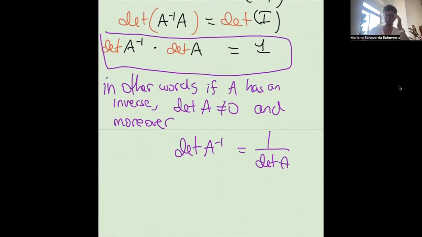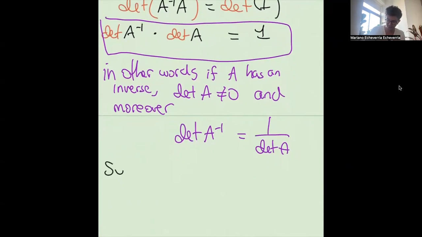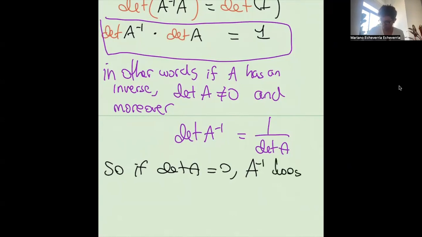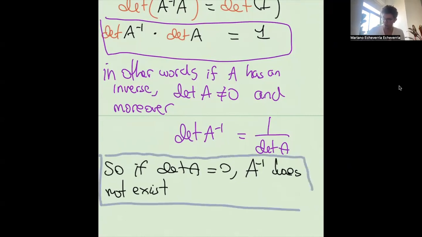So let me write it in a way that is more useful. If the determinant of A equals 0, A cannot be inverted. A has no inverse. A inverse does not exist. That's the easiest way to say this. And that's the fastest way, at least, to know whether A inverse exists or not, or whether you're wasting your time trying to find an inverse for the matrix.